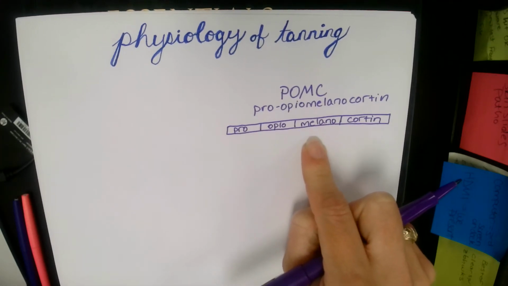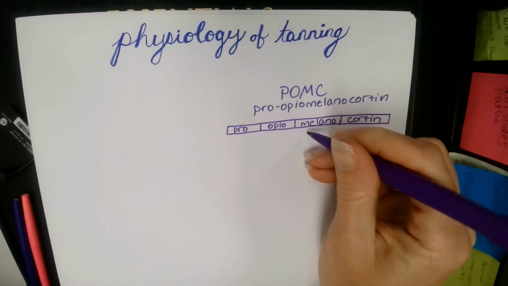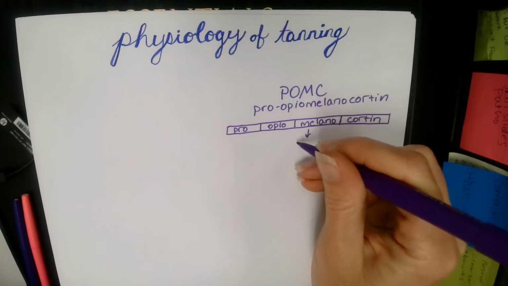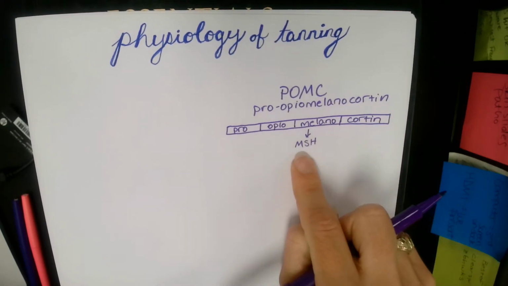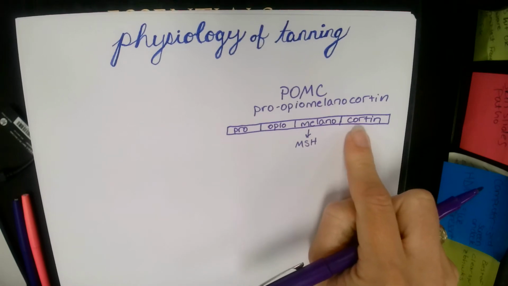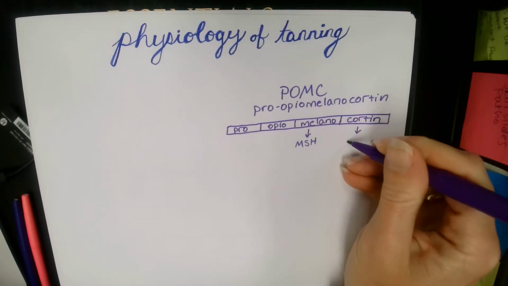The melano, this is going to become melanocyte stimulating hormone. So this is going to play a big role in the physiology of tanning. The cortin, this is going to become adrenocorticotropin hormone, ACTH. I'll go ahead and write that here.